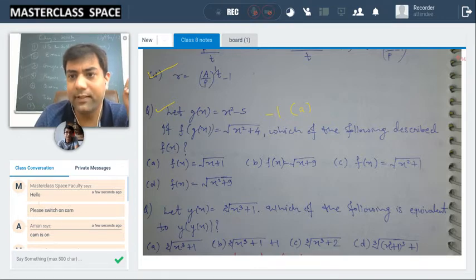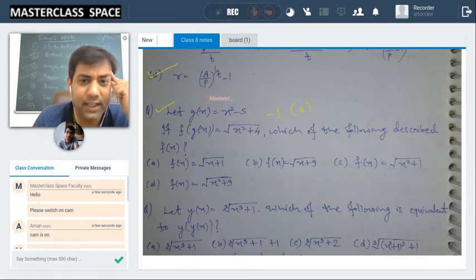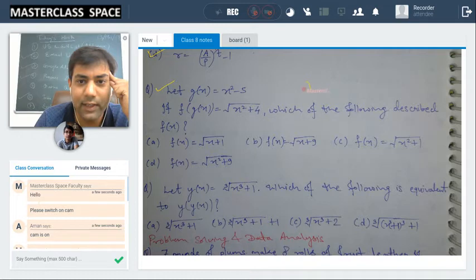Okay. See, there are two ways to do this question here. This is g(x). g(x) is some function of x. g(x) is what? It's a function. Function means, now first of all I tell you, have you studied function? Yep. A bit of function.